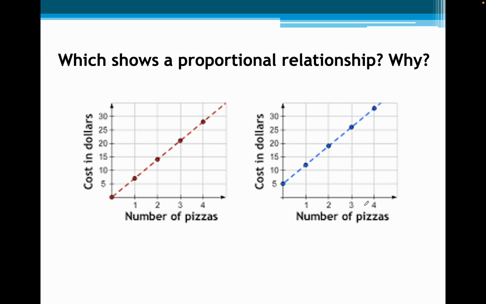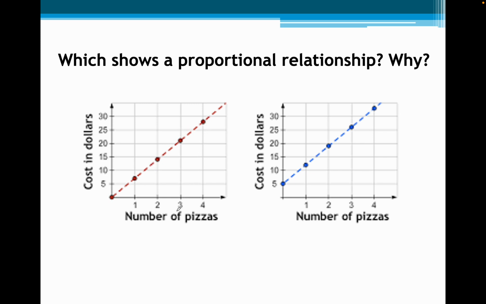Before we talk about graphs of proportional relationships, which one of these graphs would you think shows a proportional relationship and why? If you thought the graph on the left with the red line, you would be correct. Let's talk about why that is the proportional relationship. If you notice, both of the graphs are increasing at a constant rate, showing a straight line.